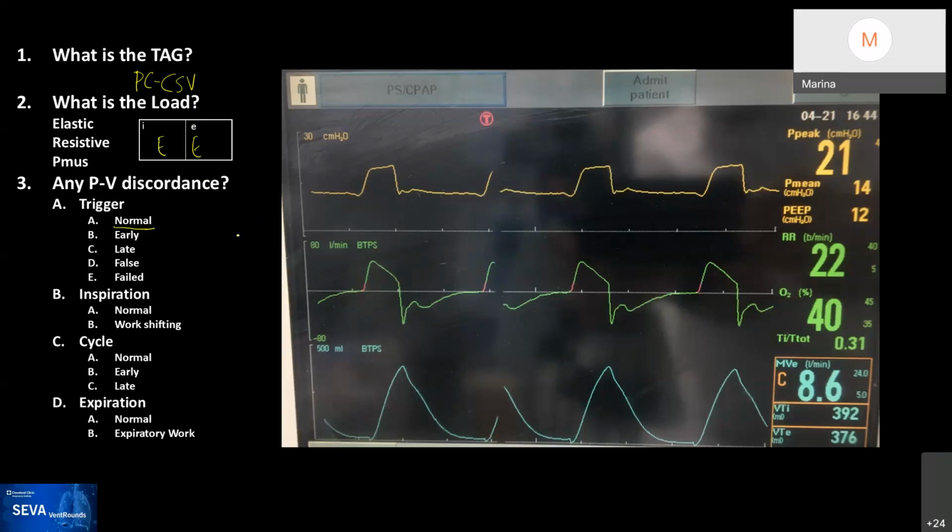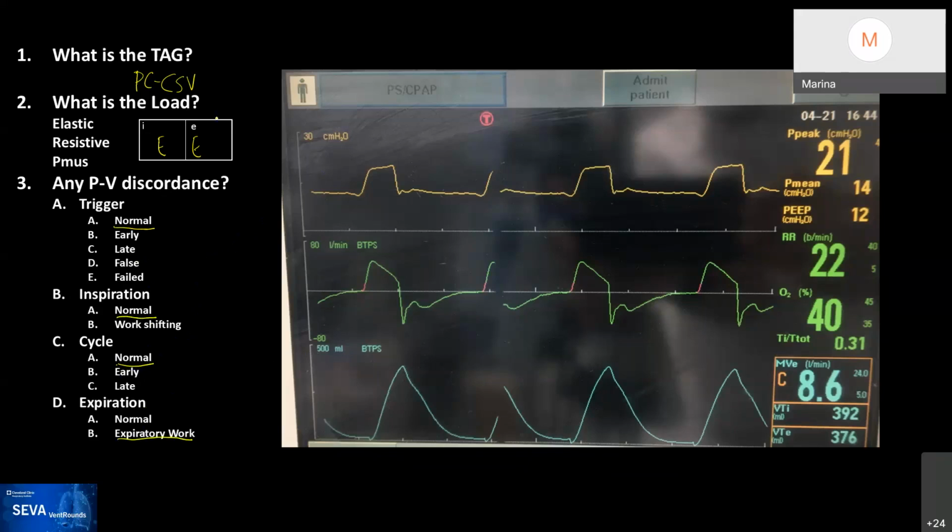I think, normal inspiration. Cycling is normal, but expiration, you look like you've got a little bit of expiratory work in the limb there. So I'm going to do that.